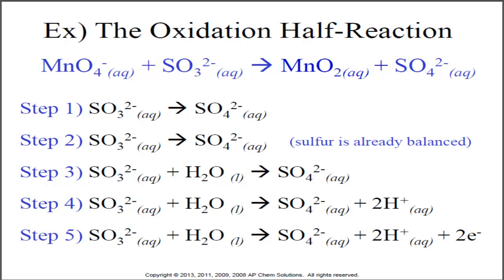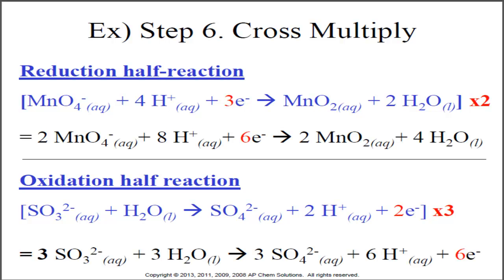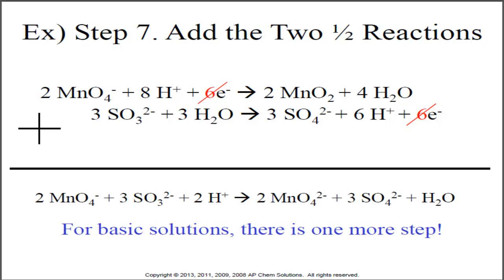Now let's look at our 2 reactions that we have and multiply so that everything cancels. We have 3 electrons on our reactant side, and we have 2 electrons on our product side, so we need to multiply by 2 and 3. And so when we do that, we get these 2 reactions, and you can see that our electrons are now going to cancel. So when we add them together, we get this equation.